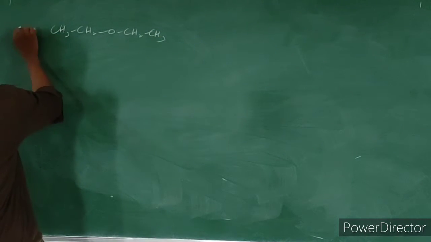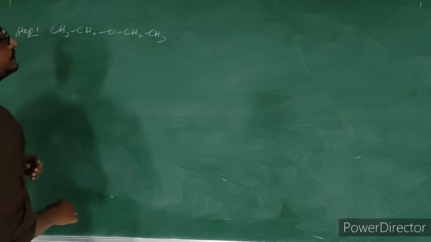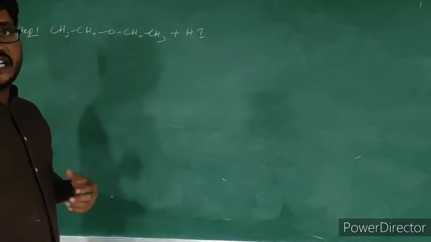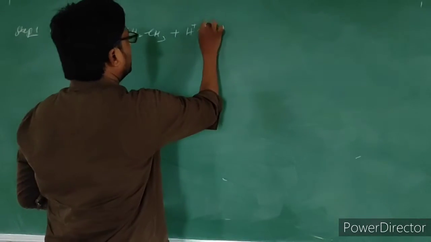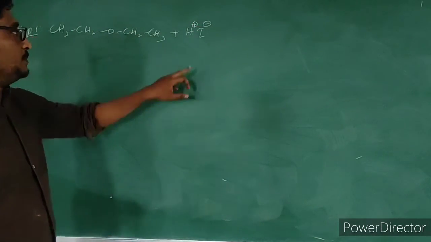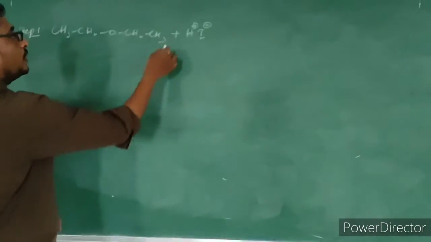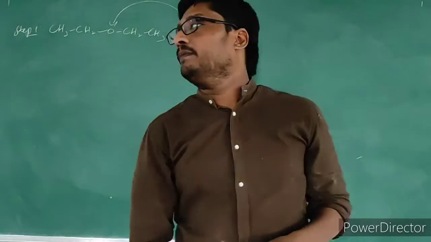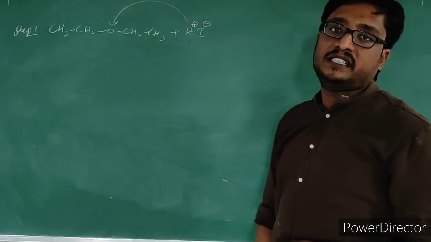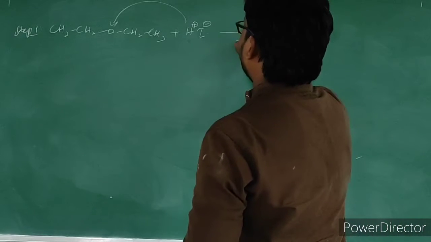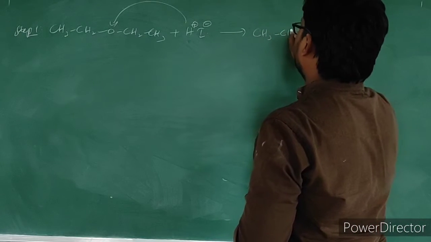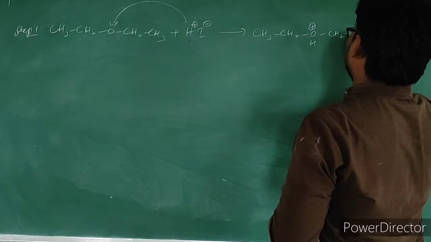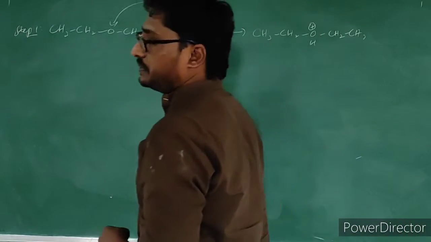This is nothing but step 1. Let us consider step 1. Ethoxyethane reacts with hydrogen iodide. Hydrogen iodide gets cleaved as H plus and I minus. The H plus ion will go and bind to the oxygen because oxygen has lone pairs. That results in the formation of CH3CH2OH plus CH2CH3. It gets produced in this way.